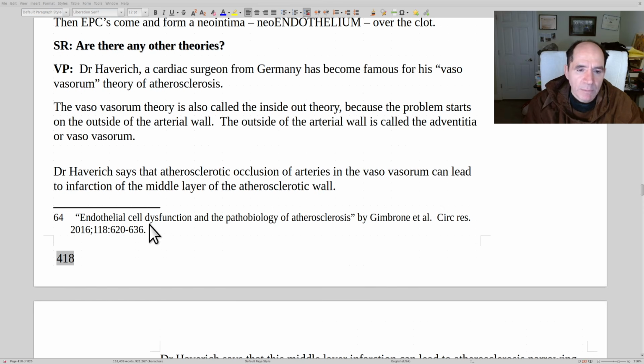Okay, here's one paper, Endothelial Cell Dysfunction and the Pathobiology of Atherosclerosis. Haverich, this cardiac surgeon, wrote a book about the endothelial vasa vasorum theory of atherosclerosis. It was pretty good. But of course, he's very selective. He's only going to talk about the vasa vasorum. He's not going to talk about any of this other stuff.